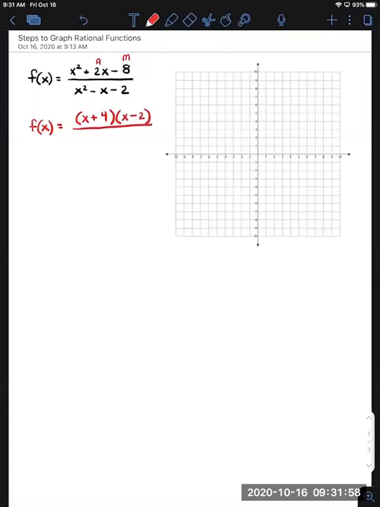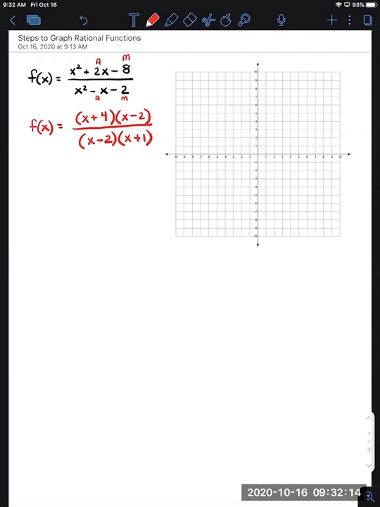And we do the same thing at the bottom. What multiplies to -2 but adds to be -1. So that is x minus 2 times x plus 1. So first step, we have factored.